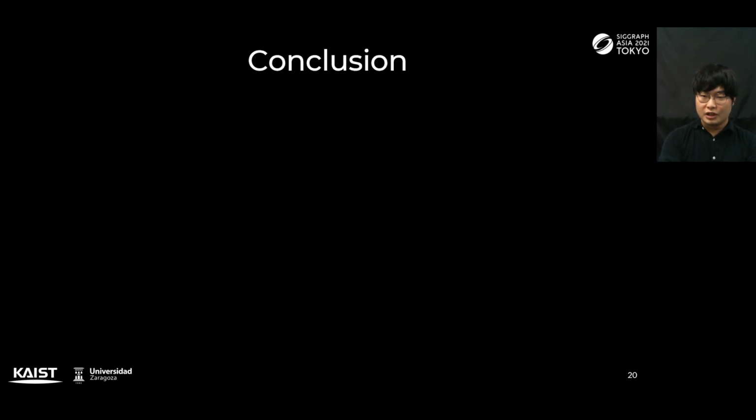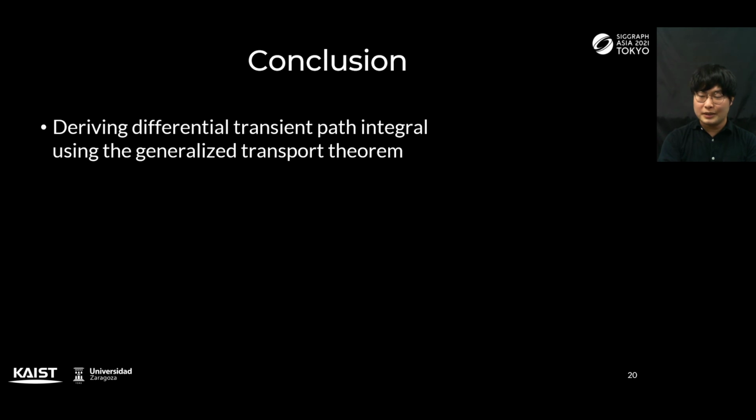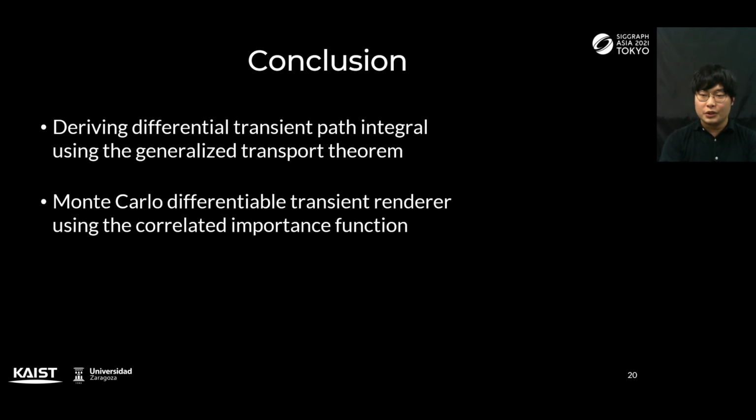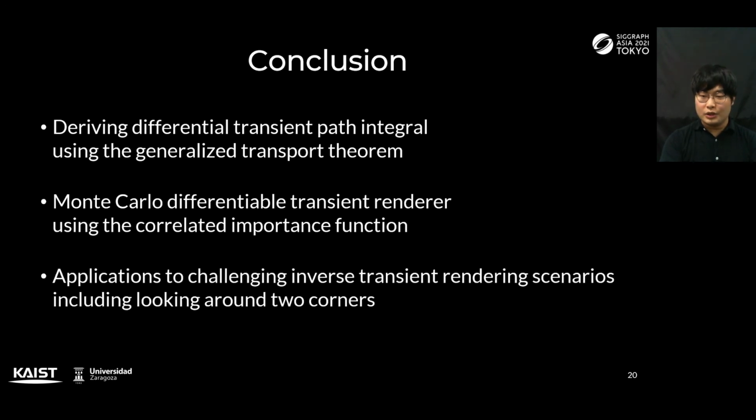In conclusion, we derived the differential transient path integral using the generalized transport theorem and implemented Monte Carlo differentiable transient rendering using the correlated importance function. And we proposed several challenging inverse rendering scenarios which need differentiable transient rendering.